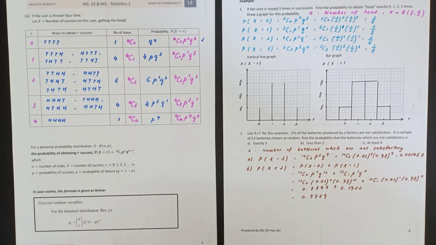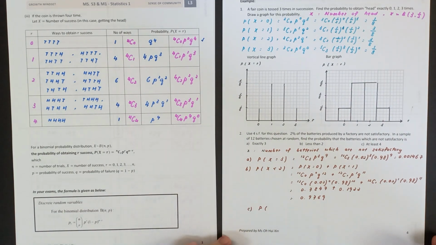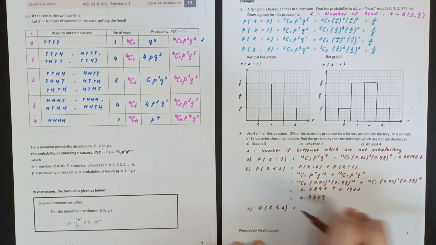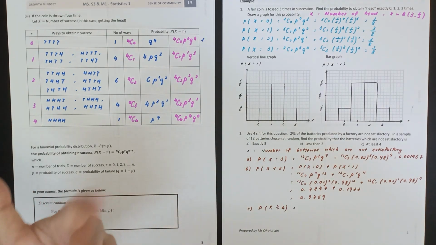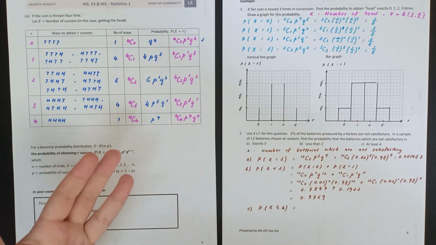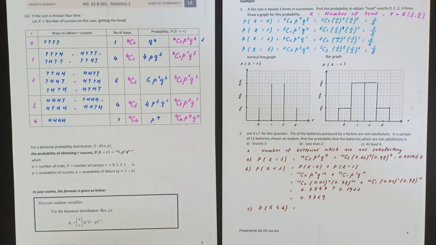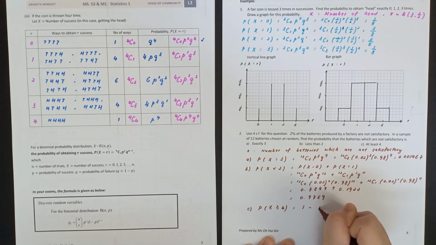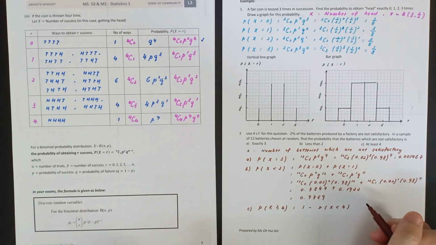Now let's move on to C, at least 4. What does that mean? It means you accept anything greater than or equal to 4, so x greater than or equal to 4. If you want to solve it like this, you need to find 4, 5, 6, 7, 8, 9, 10, 11, 12. There is a lot to find. So instead, you use 1 minus P(x smaller than 4). You need anything greater than or equal to 4, meaning you don't want anything that is less than 4.